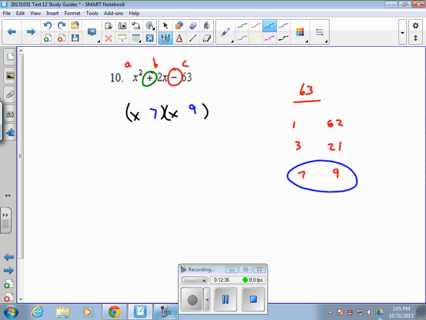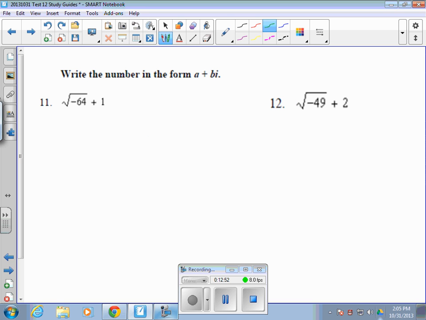The sign in front of the b value tells you, since they're different, the higher absolute value is going to be positive since it says plus. We know 9 is a bigger number, so that one's going to be plus. Since they're the opposite signs, that one's going to be minus. X minus 7 times x plus 9.